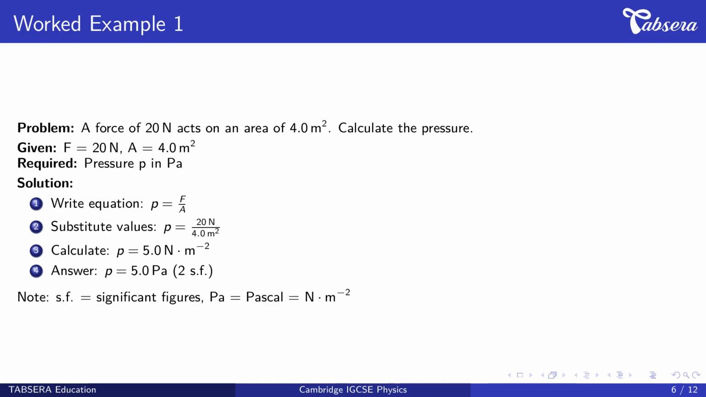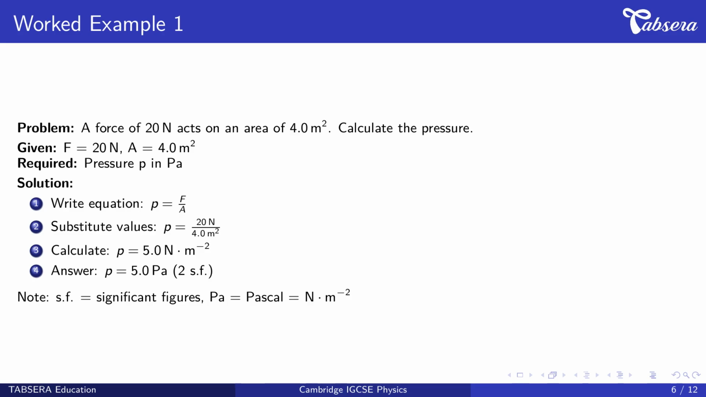The problem states a force of 20 newtons acts on an area of 4.0 square meters. Calculate the pressure. We are given force F equals 20 newtons and area A equals 4.0 square meters. We need to find pressure P in pascals. Step 1. Write the equation. We use the pressure formula, which is P equals F over A, where P is pressure, F is force, and A is area.